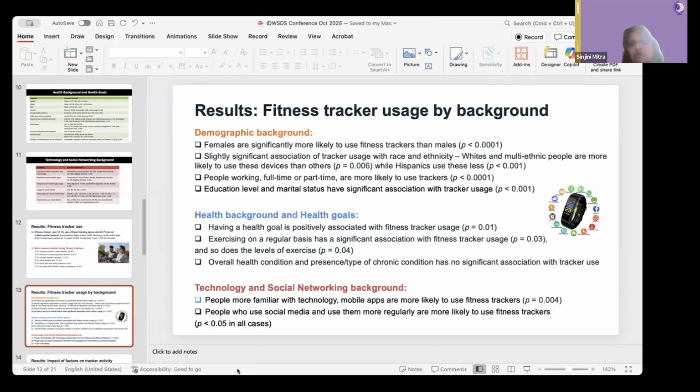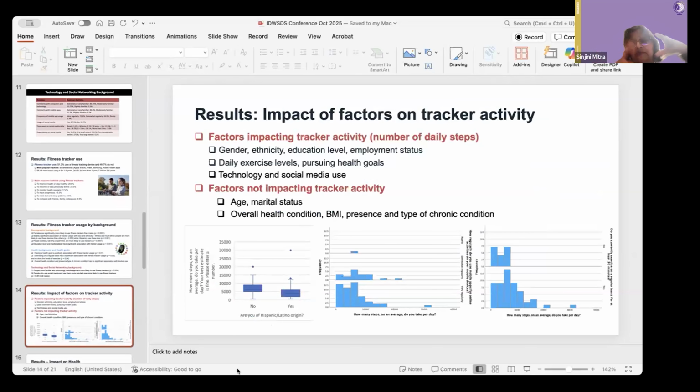And then also students more familiar with technology or mobile apps were more likely to use them. And when we did some of the statistical tests, we found that gender, ethnicity, education level, employment status, exercise levels, pursuing health goals, and technology usage were some of the factors that had a positive association with tracker usage. And some factors that did not impact tracker activity were age, marital status, and overall health condition. I mean, there are some aspects of health, exercise levels and things which were associated, but not generally, like if you ask them about their overall health condition, BMI, presence of a chronic condition, and things like that.